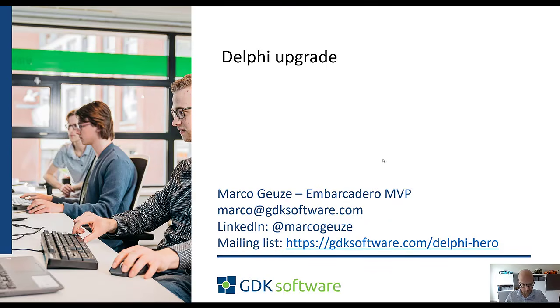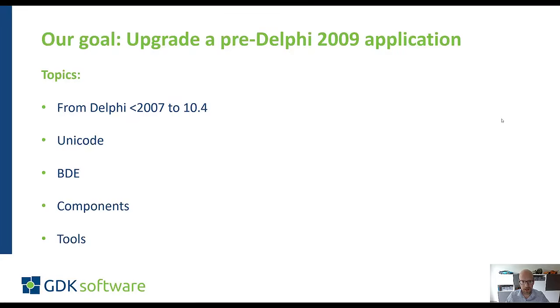So, very briefly about GDK Software. We are a software company developing Delphi applications with two offices, one in the Netherlands, one in the UK. We do a lot of Delphi development work, but also a lot of Delphi upgrades, and that's the topic for today. So let's quickly go over to the next slide.